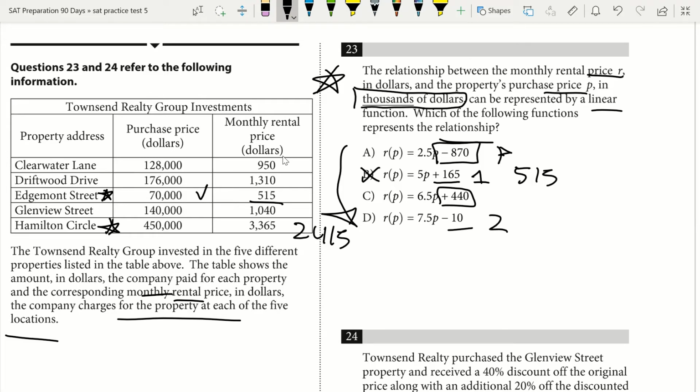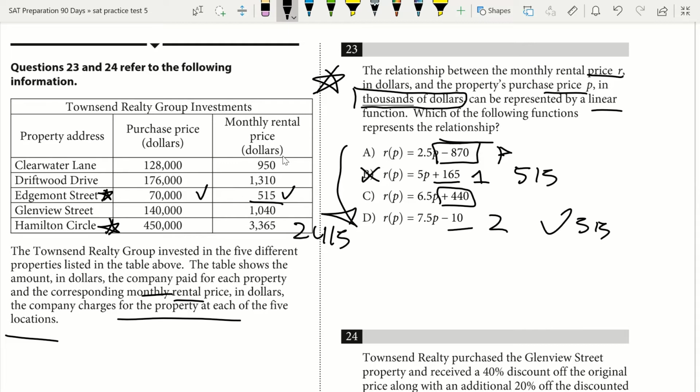The next thing I said I was going to go to was D, so I'm going to quickly do that one. So I've got 7.5 then. I'm going to start once again with my $70,000 place. So I got 7.5 times 7, and then I'm subtracting 10. Okay, I do that and I get 515. So that one checks off. For this box right here, I get 515.